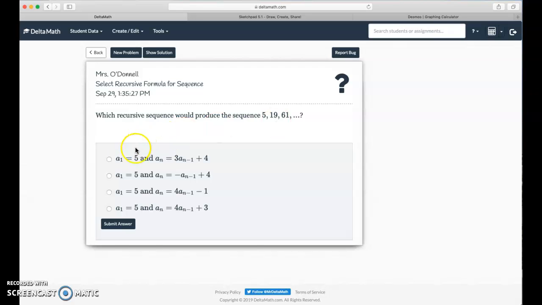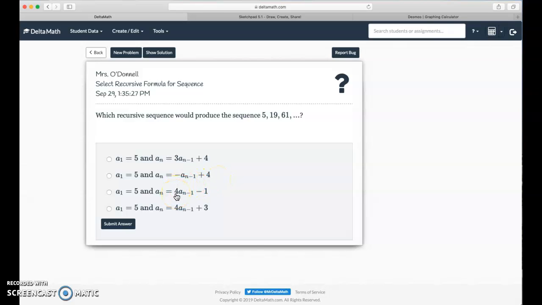So first of all, they give us our first term, which is a sub 1. So our first term is 5 the whole way down, which is good. So it doesn't really help us limit too much. But then we have to think, okay, what am I doing to 5 to get 19? Am I multiplying 5 by 3? 5 times 3 is 15, and then adding 4. Okay, that sounds pretty good. Am I multiplying 5 by -1 and adding 4? No, 5 times -1 would be -5, plus 4 is -1, so this second option is definitely out.